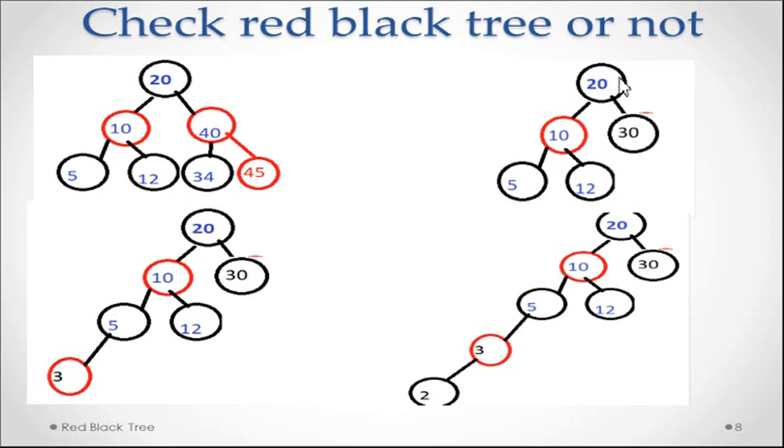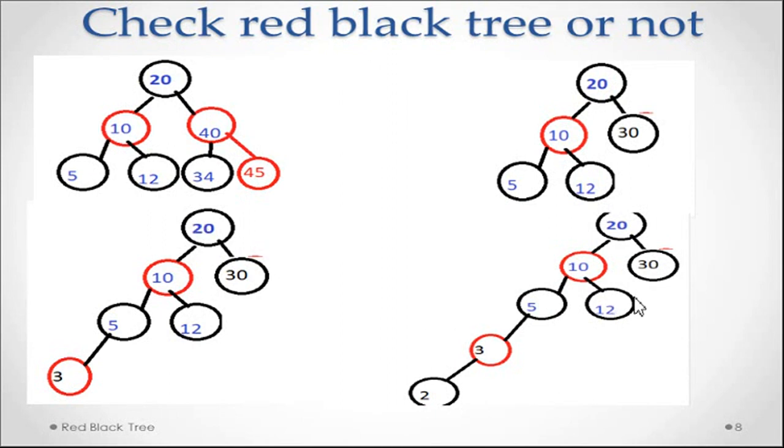Now over here we'll check: this path length is 2, path length is 2, path length is 2. So this is a red black tree, the root is black and there are no adjacent red nodes. Now over here we'll check. This path is 2 path length, this is 2, this is 2 path length, and no adjacent red nodes and the root node is black. So this is also a red black tree.